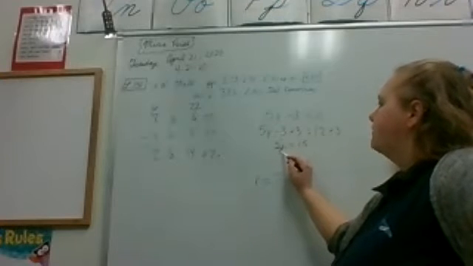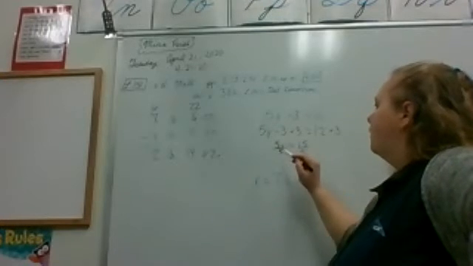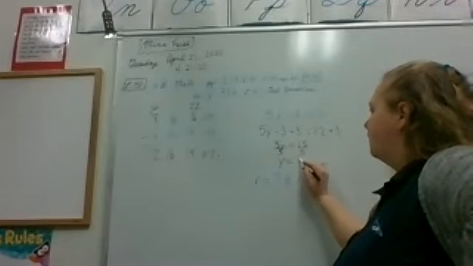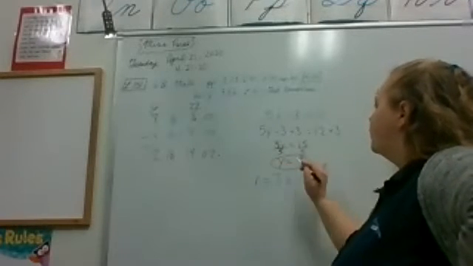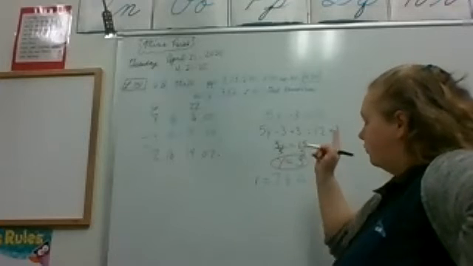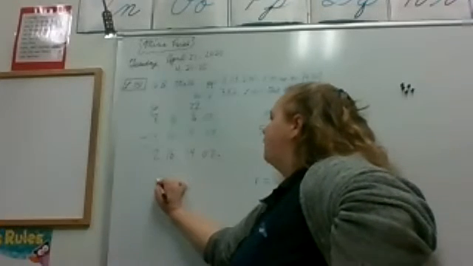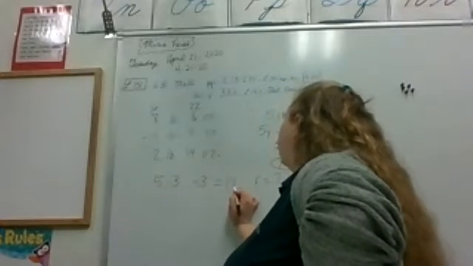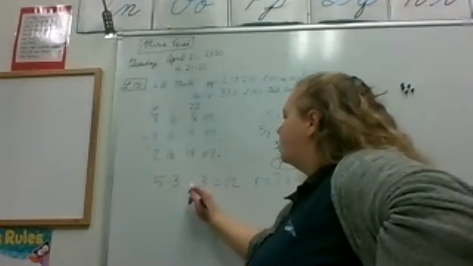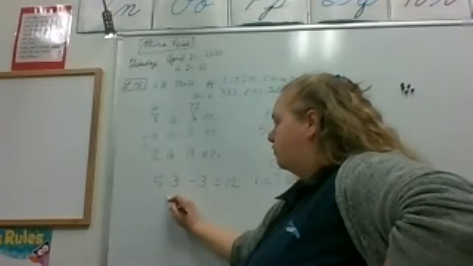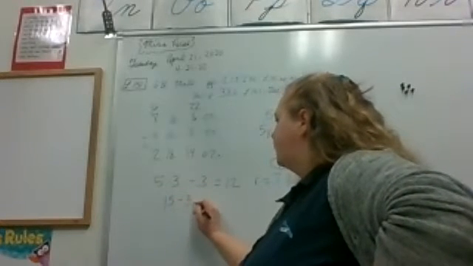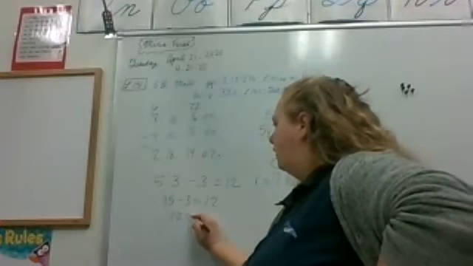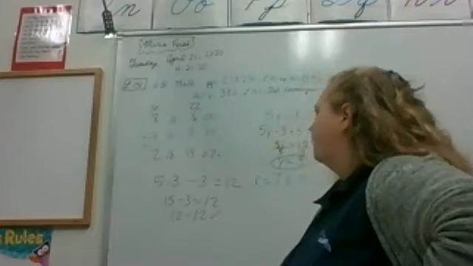We have to divide by 5, right? To get our y by itself. 15 divided by 5 is 3. So y should equal 3. So we're going to plug it in, right? We're going to go 5 times 3 minus 3 equals 12. And with our order of operations, 5 times 3 comes first, right? So it's 15 minus 3 equals 12. 15 minus 3 is 12, and it equals 12, and we can put a check mark.